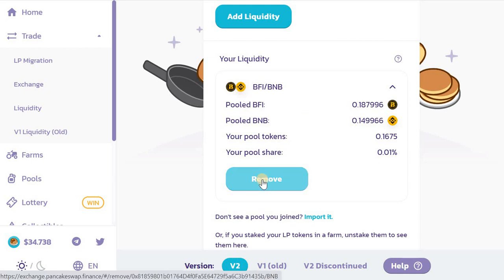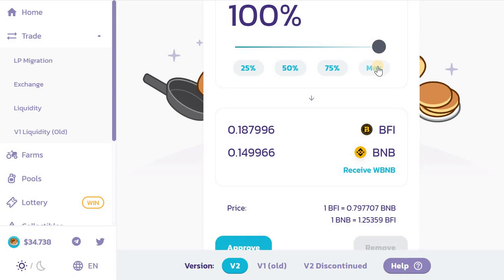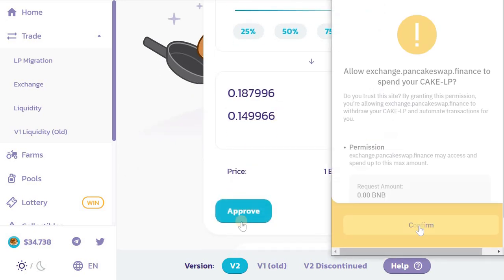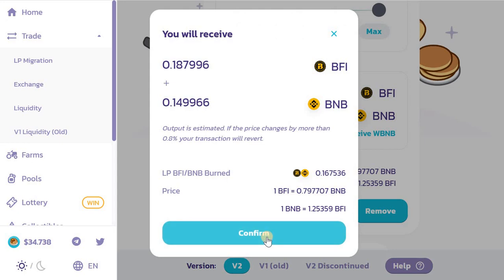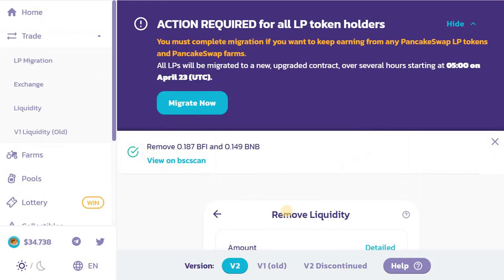I'm going to go ahead and remove this liquidity. I'm going to select max. I want to remove everything 100%. I would go ahead and approve this transaction. I would have to confirm this. My transaction is pending, and as you can see, remove, confirm. And I would have to confirm this in my wallet. My transaction has been submitted. As you can see, I have successfully removed this LP token, and my tokens are now in my wallet.